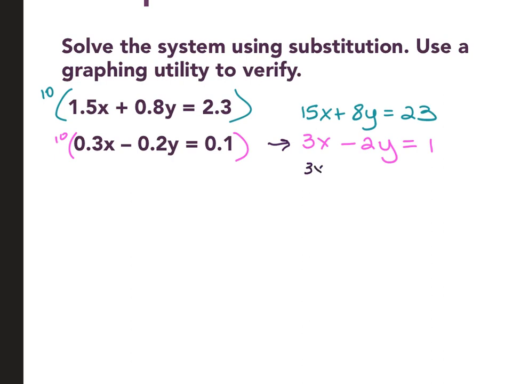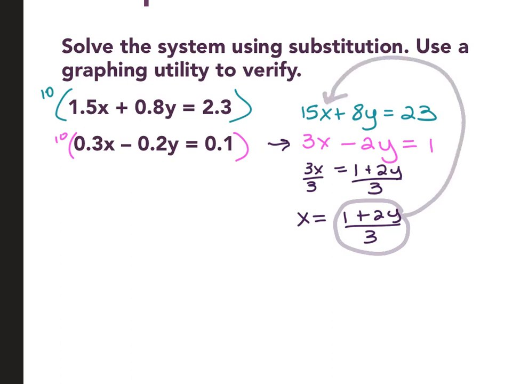So if I did 3x equals 1 plus 2y, and then divide by 3, I get x equals (1 plus 2y) over 3. Now I'm going to take that and plug it into the x in the first equation. So 15 times (1 plus 2y) over 3 plus 8y equals 23. 3 goes into 15 5 times, and then I distribute that.